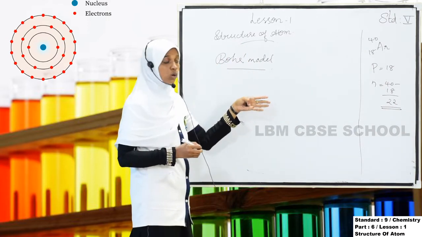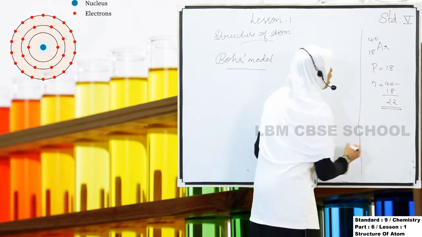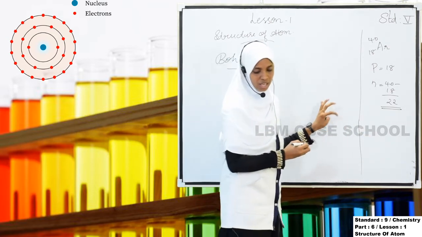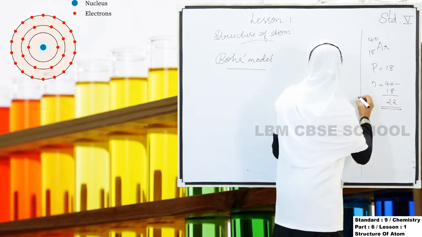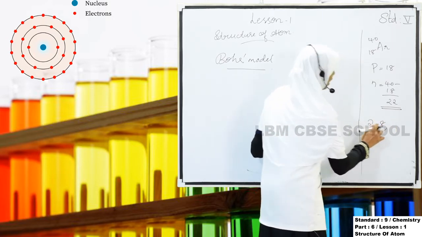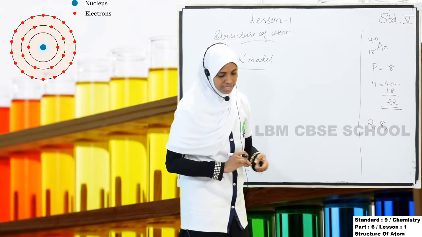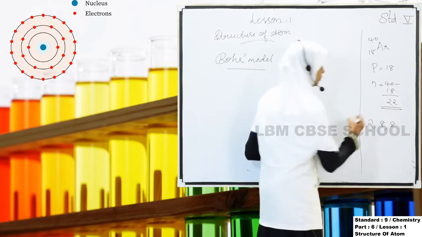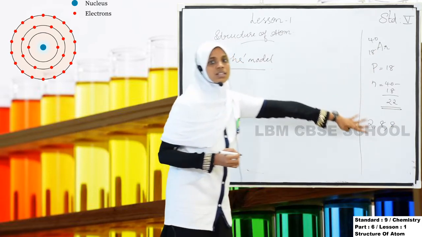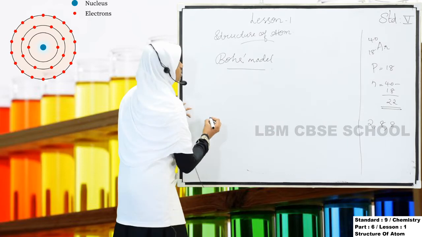Then we also write the electronic configuration. The atomic number is 18. How do we write the electronic configuration? It starts with 2 8. 8 plus 2 is 10. Then how many electrons are remaining? 8 electrons. So the electronic configuration is 2 8 8, and we can draw the Bohr model also.